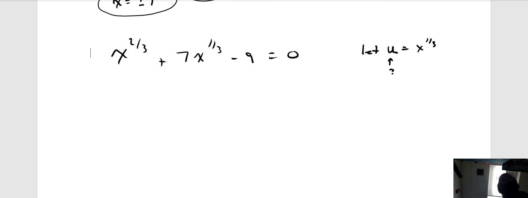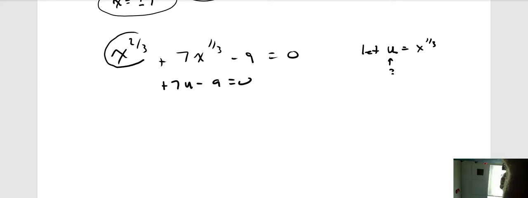Now, why u? It's just a name. Call it anything you want. You could call it Bob if you wanted to, but it'd be a lot to write, Bob in the equation. I'm just picking a letter and assigning it to that. The reason for doing that is because this term is now u, and this is now u squared. And now what we have is just a standard quadratic, just like we're used to seeing.